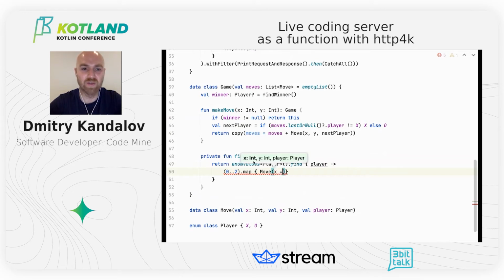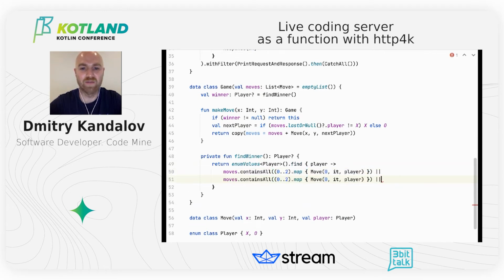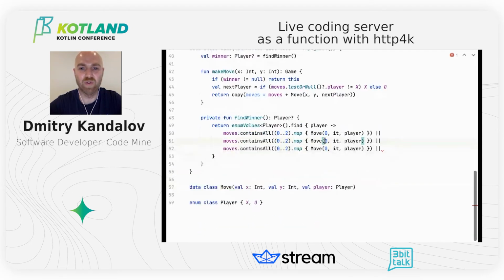So X is going to be fixed and Y is going to move, and this is going to be the current player. So these are all the moves in the top row, and we want to check that moves contain all, something like that. Or we can have 2 more rows. So I'm just copy pasting the whole thing.